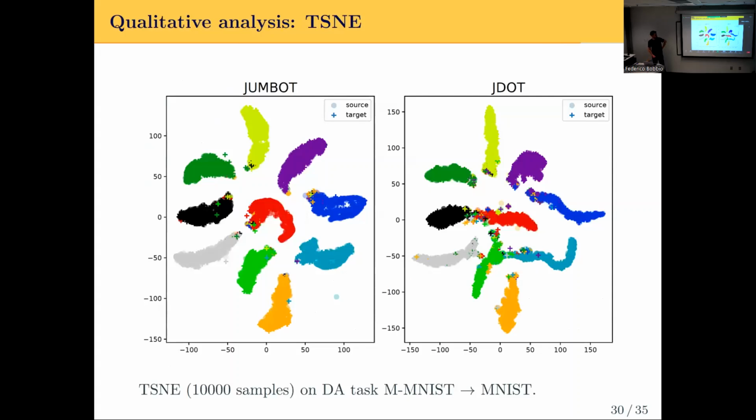So if we have a look at the extracted features, we see that Jumbot is able to create well-defined clusters, while DeepJDOT has some overlaps between classes, as we can see here or here. And this explains the small drop in performance and the effect of minibatch optimal transport.